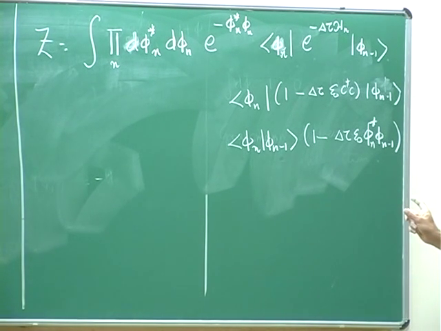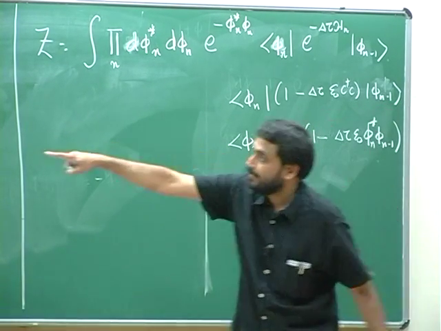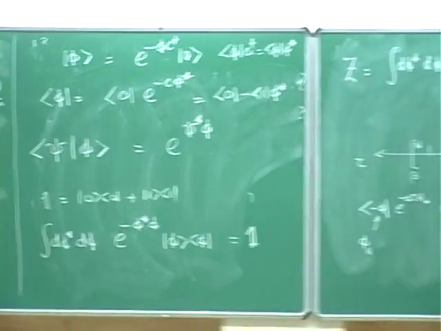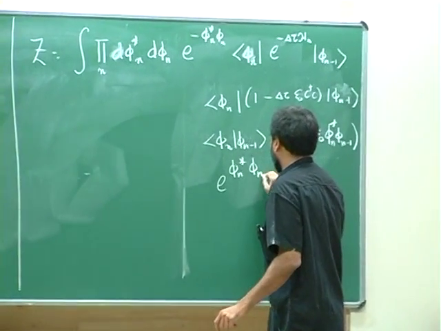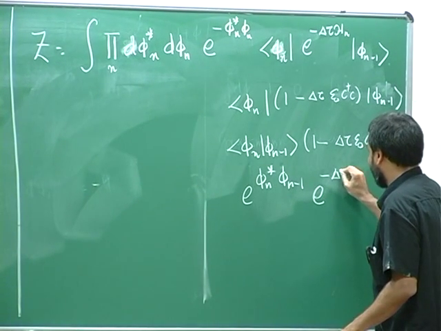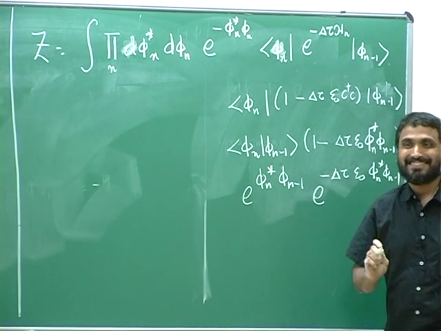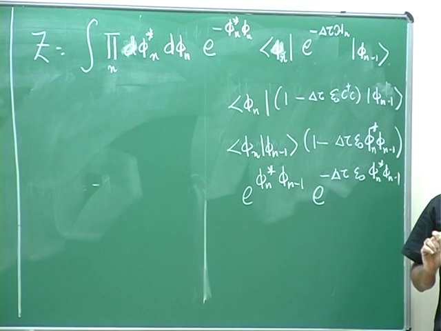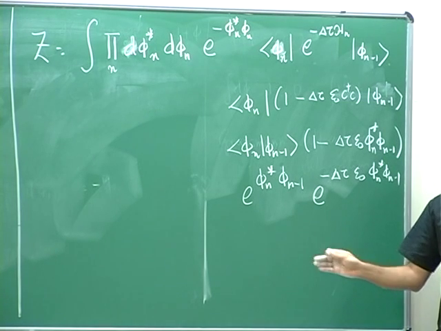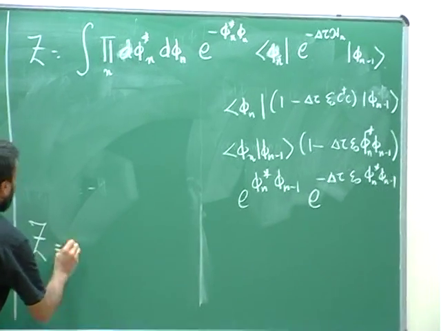Any questions? Okay. What is this quantity? Use that formula that we have up there, this guy. So this guy will be e to the phi n star phi n minus 1. And what is this guy? It is e to the minus delta tau epsilon 0 phi n star phi n minus 1. Correct? All of these are quadratic in Grassmann numbers, so you can freely slide them whichever way you want. Okay? So now I'm ready to put everything together.